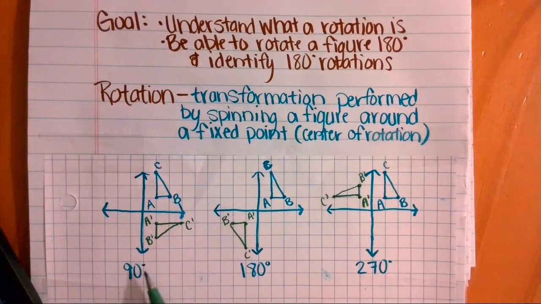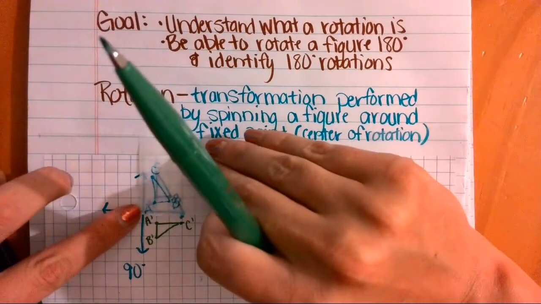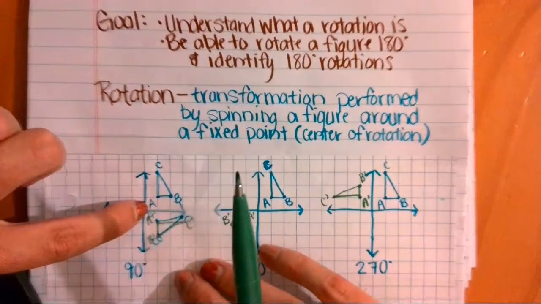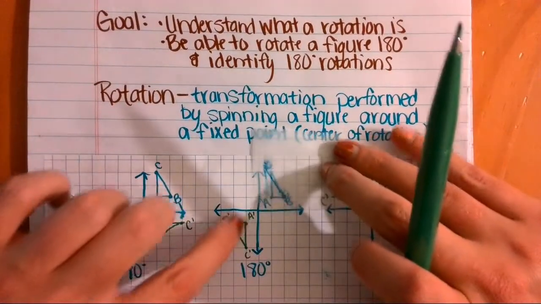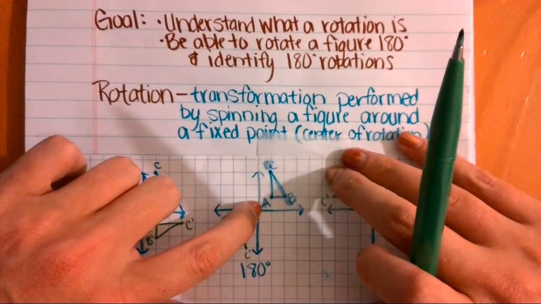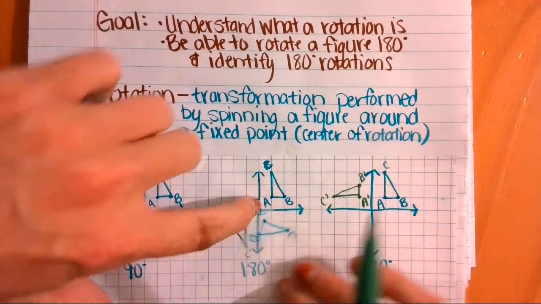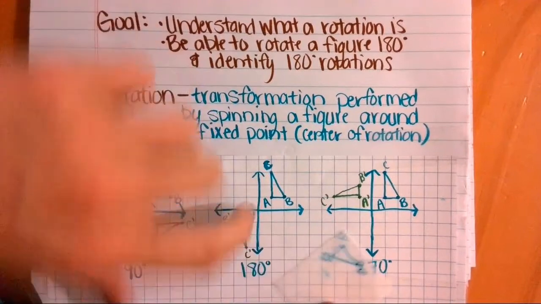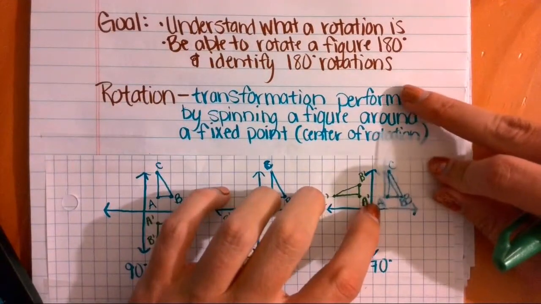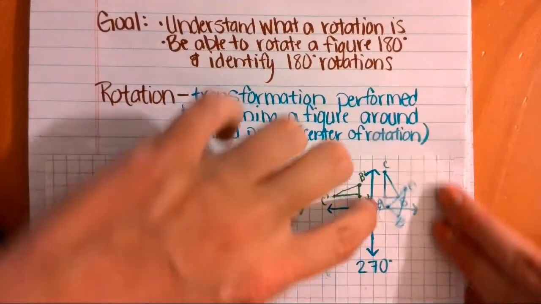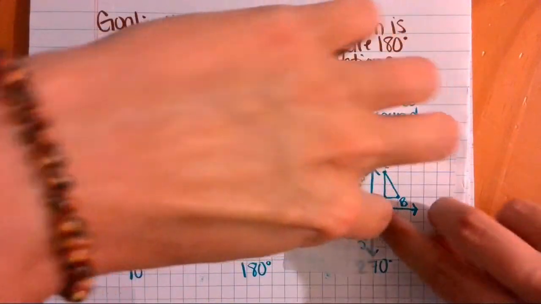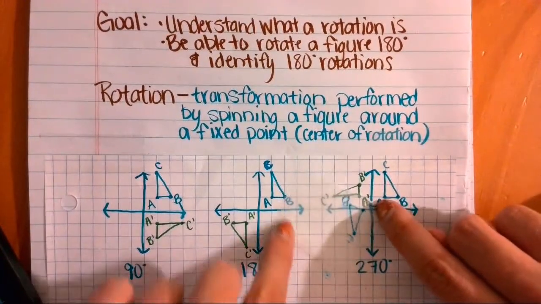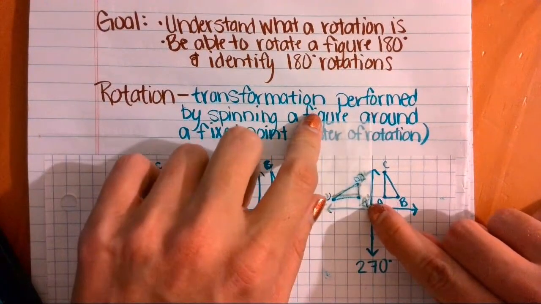So here we have examples: 90 degrees, 180 degrees, and 270 degrees. We did that by taking our pre-image and spinning it 1/4, or moving it 1 quadrant, for 90 degrees. We moved it 2/4, 1, 2, for 180 degrees. And for 270, we moved it 3/4, or through 3 quadrants: 1, 2, 3.